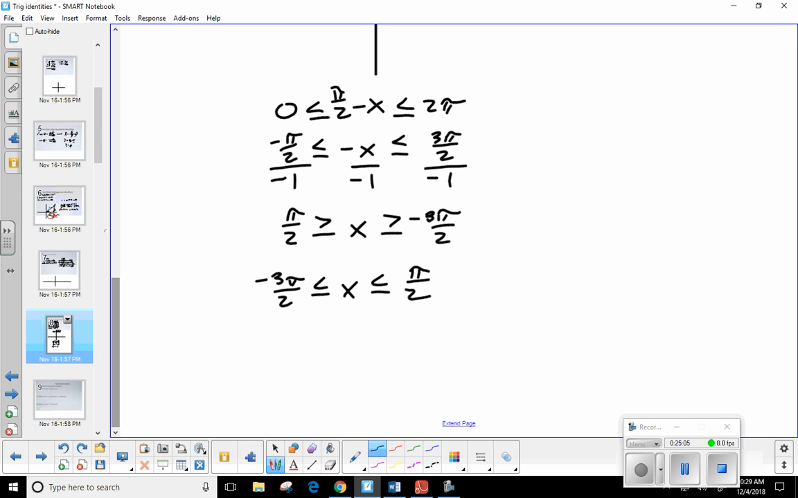Those symbols only reverse themselves once, when I divided by the negative. It looks like they reversed again when I rewrote it, but they did not reverse. Does anybody want me to elaborate on that? Both of those statements are saying the exact same thing. Everybody's okay?